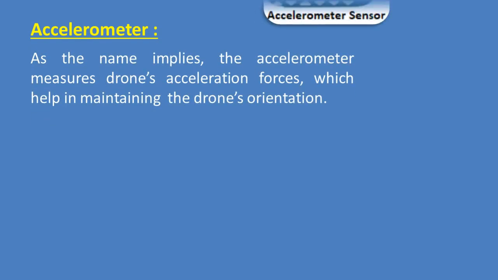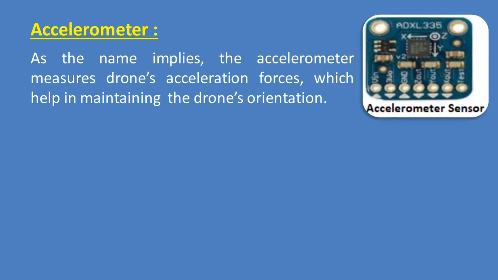Accelerometer. As the name implies, the accelerometer measures the drone's acceleration forces, which help in maintaining the drone's orientation. The circuit board shown here is the accelerometer sensor ADXL335, with X-axis, Y-axis and Z-axis.